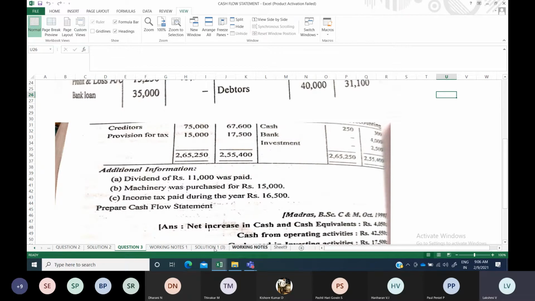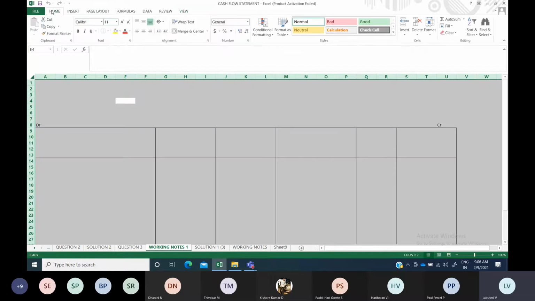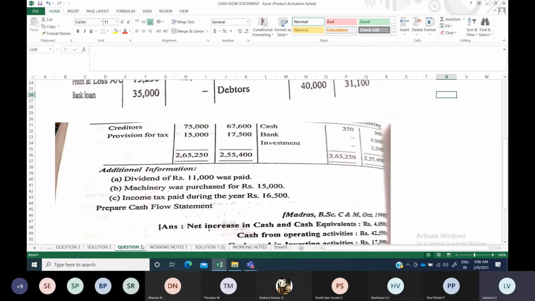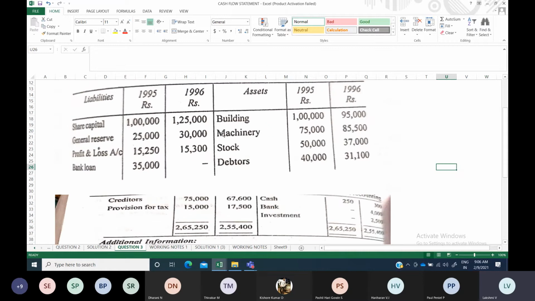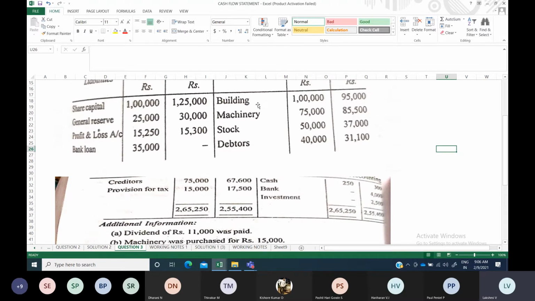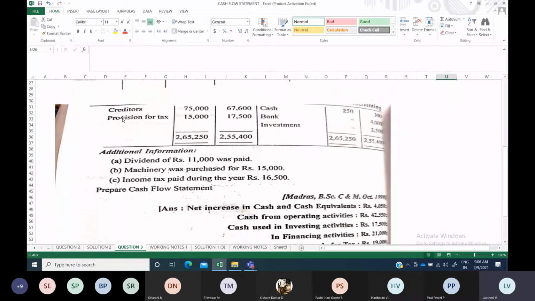So we have to go in for working notes. You will be using both sides of your accounts note, and you will start preparing the provision for taxation, and whatever accounts are related, machinery account or whatever else. For all those things, for the fixed assets and provision for tax, you'll be using two sides of your accounts note and preparing the accounts.